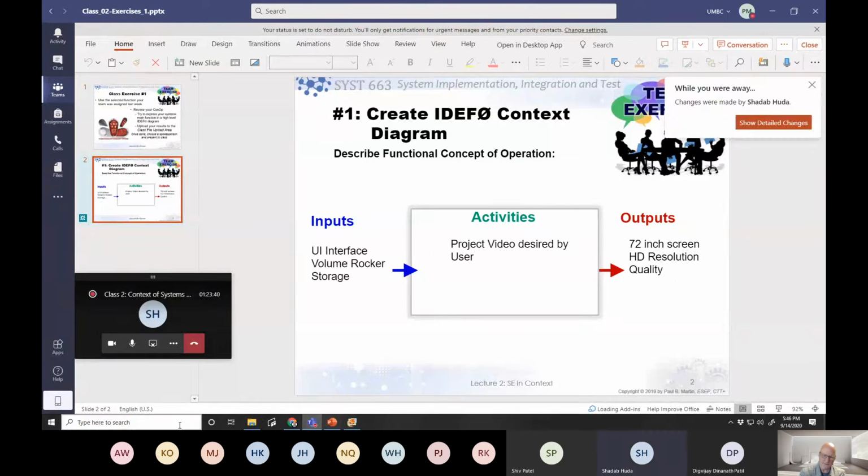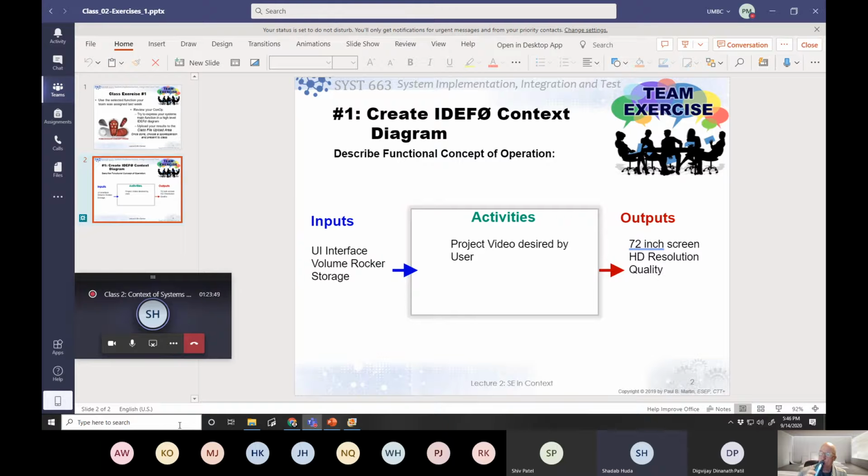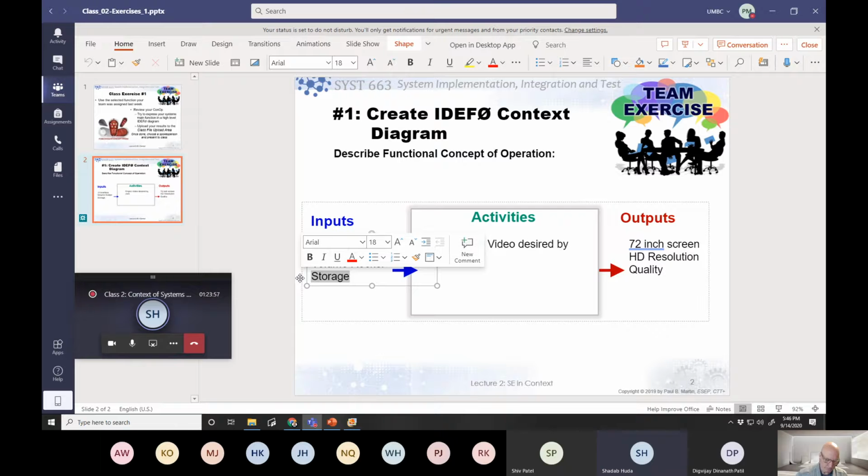Okay. Yep. So this is Shadab. We had the projector for our interface. For our inputs, we had a user interface for the user being able to select what video they wanted to see. Storage. We would need for them to be able to have some type of video content to project.